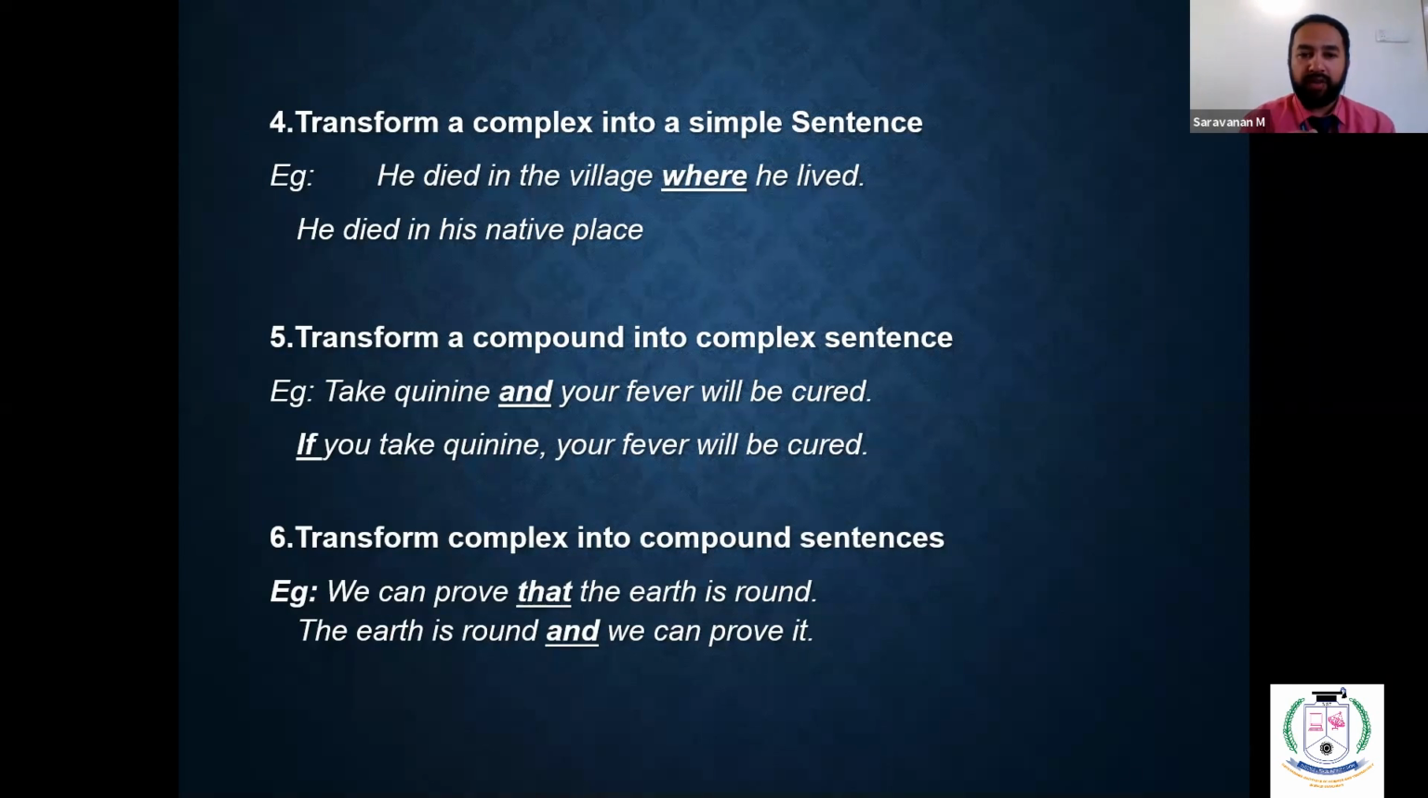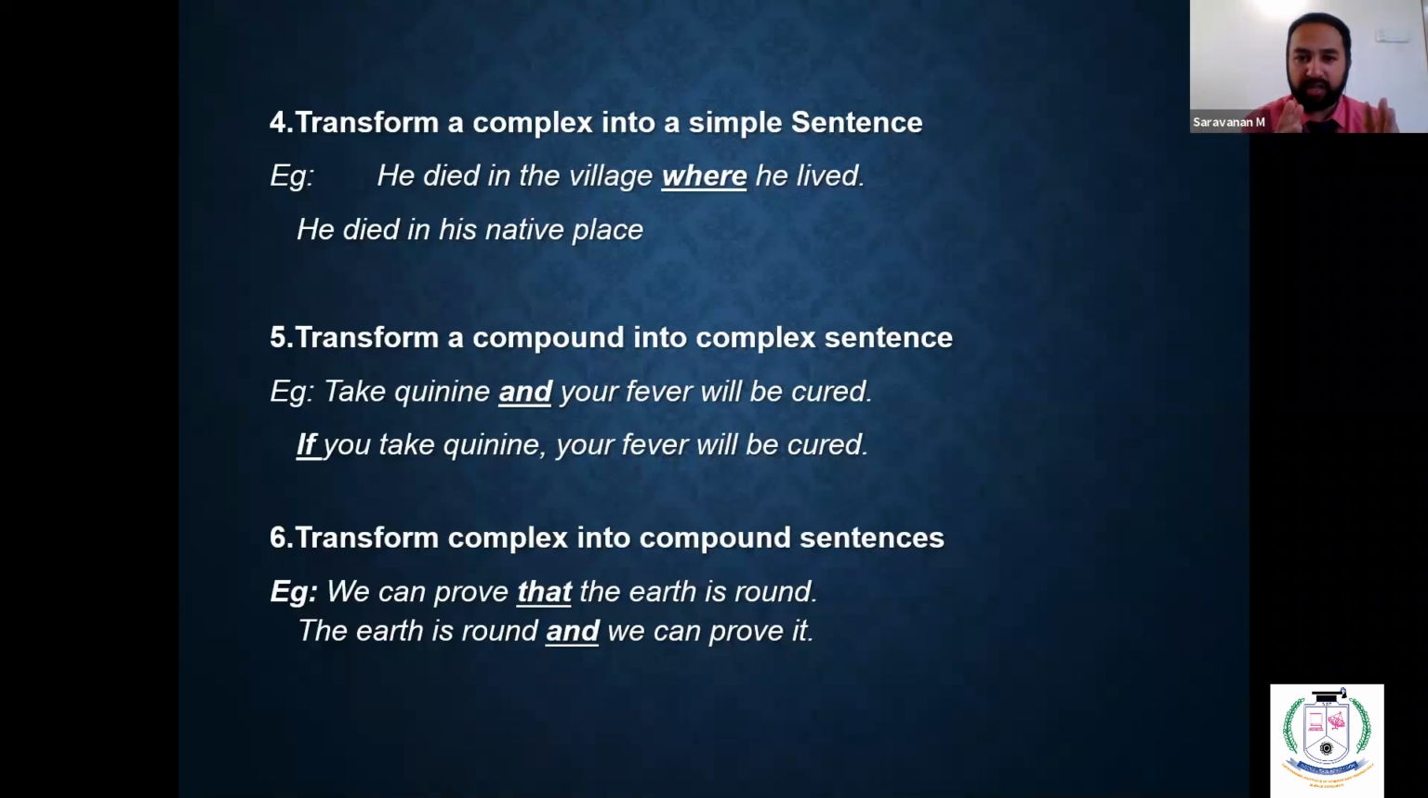Now what we are doing is converting, or transforming, the compound sentence into a complex sentence using a subordinating conjunction. That is: if you take quinine, your fever will be cured. So here you have one main clause and one subordinate clause. What is the main clause over here? Your fever will be cured is the main clause. What is the subordinate clause? If you take quinine. So take quinine and your fever will be cured, and if you take quinine, your fever will be cured: both are one and the same.